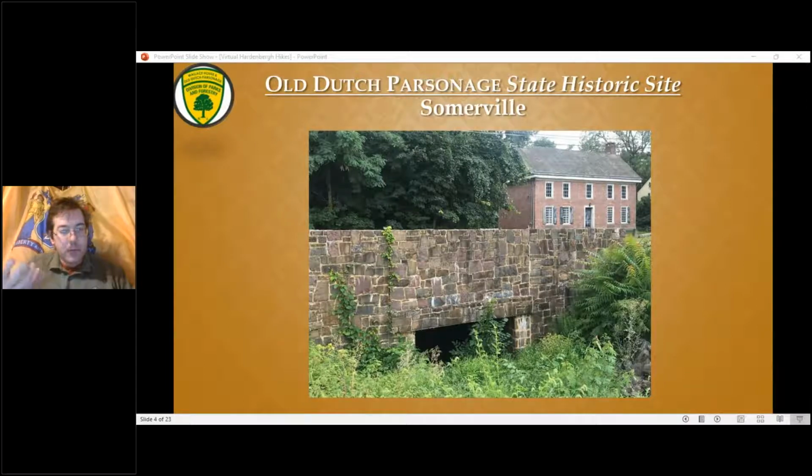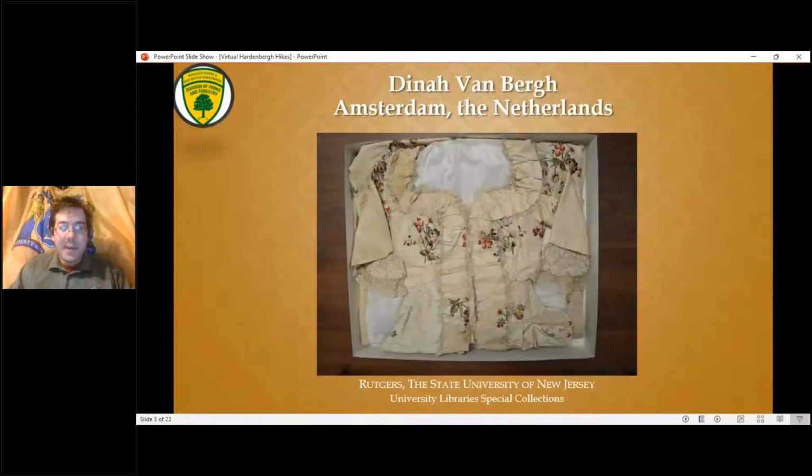The Dutch Reformed Church in America was still governed from the established Dutch Reformed Church in the Netherlands. And it was as a result of that journey to Amsterdam that he met and married Dina van Berg, who would be the great-great-grandmother of our artist and ornithologist, Gerard Rickers-Hardenberg.